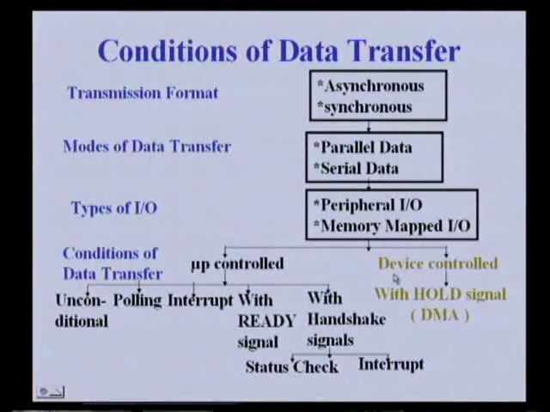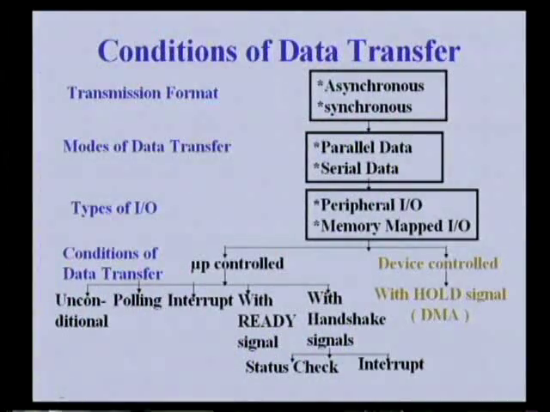And there is also another method called device controlled. If the peripheral or the device can transfer data at a faster rate than the microprocessor, then microprocessor can relinquish its buses and hand them over to that particular device which can transfer data at a faster rate. So, this method is called DMA, direct memory access. Microprocessor uses the HOLD signal for doing this. Now, let us see in detail microprocessor controlled data transfer. These can be divided into basically 5 groups.